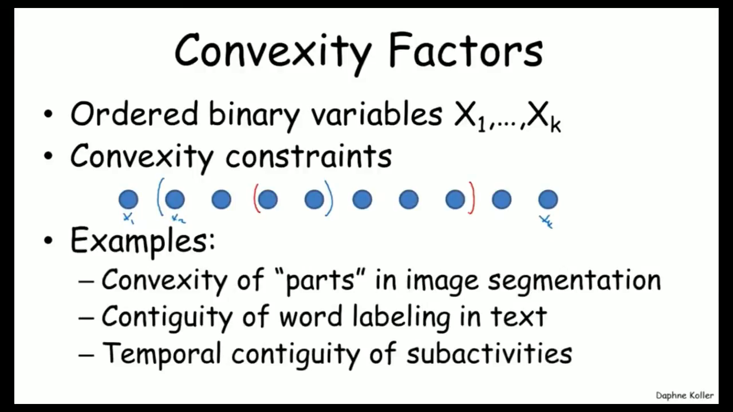And again, this occurs in a surprising number of applications. You can look at parts in an image segmentation problem and say that the parts should be convex. You can think about word labeling in text and say that the words labeled with a certain part of speech or a certain segment that corresponds to a part in a parse tree, for example, needs to be contiguous in the sequence. If you're trying to label a video with a bunch of subactivities, you can say that each subactivity needs to have a coherent span with a beginning and an end, for example.